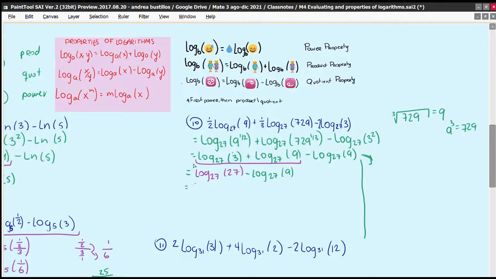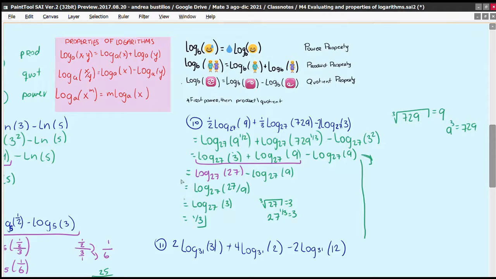From here we have a quotient, so this is logarithm base 27 of 27 over 9, and this is 3. And lastly, we can simplify this, because you know that 27 and 3 have a relationship. You know that the cubic root of 27 is 3, or in other words, 27 to the power of 1/3 is 3, meaning that the logarithm base 27 of 3 is 1/3.